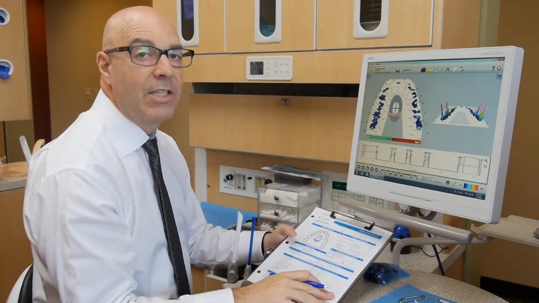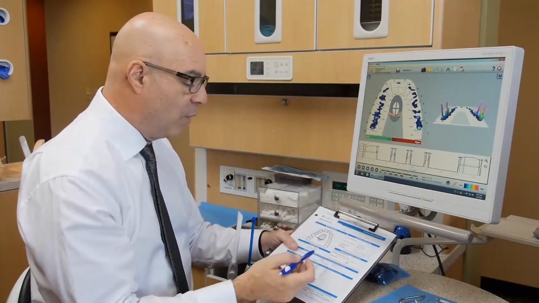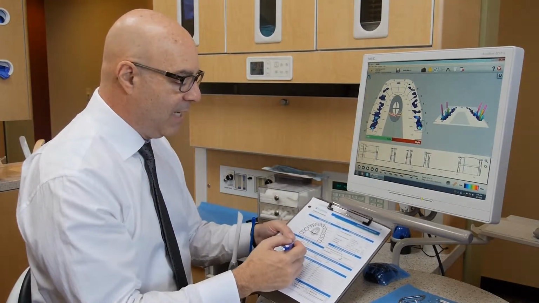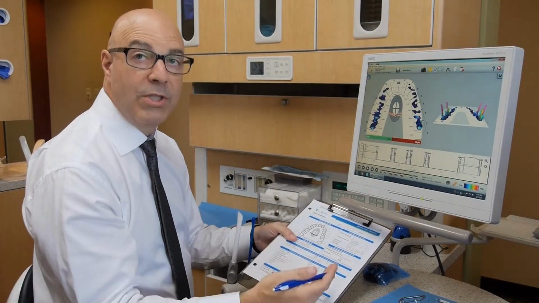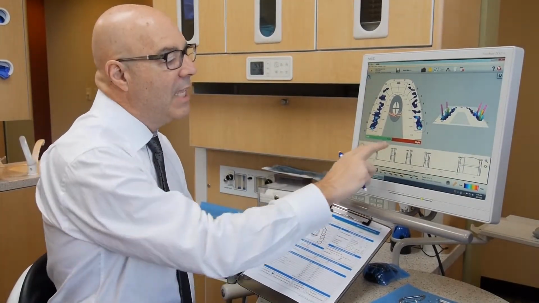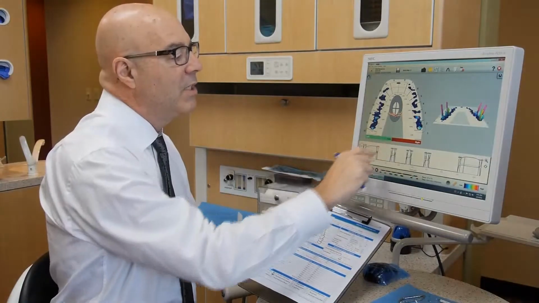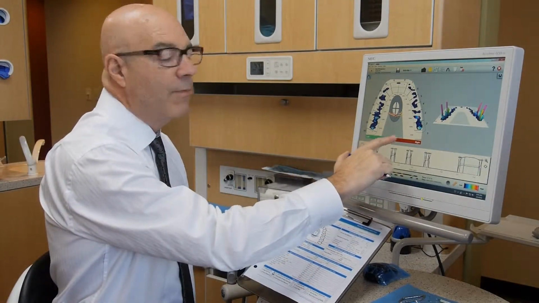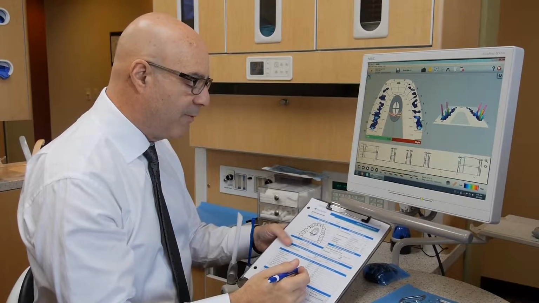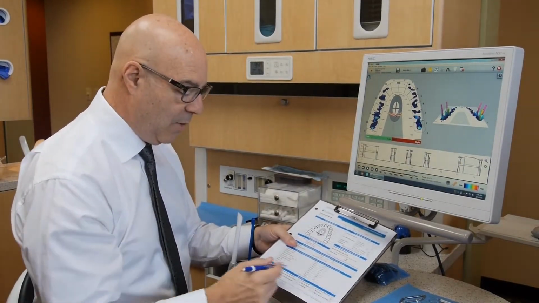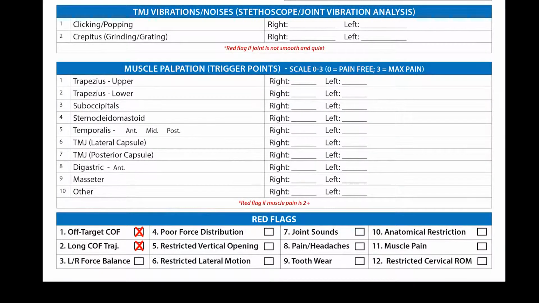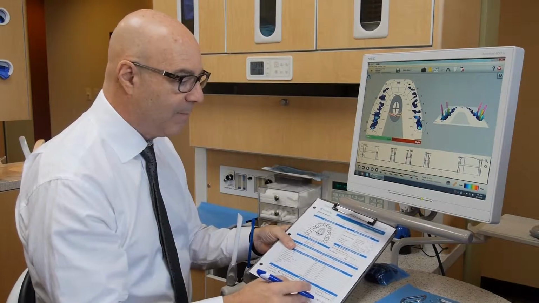How much too high is a red flag for us? Usually we would consider it to be a red flag if this is 55-45 or worse. In other words, is there more than 10% difference between these two? This is 53-47. 53-47 is pretty close to 50-50. And so in this particular patient, we will not check off the left-right force balance red flag for them, and we will leave that blank.